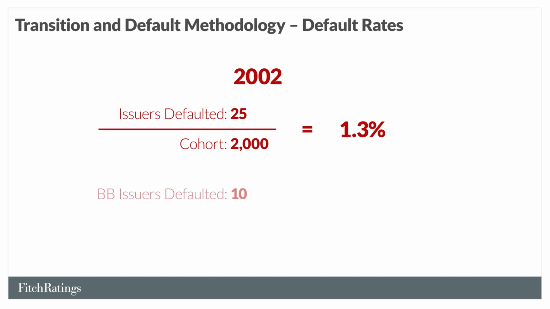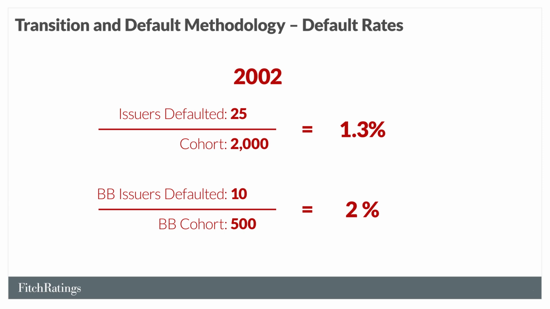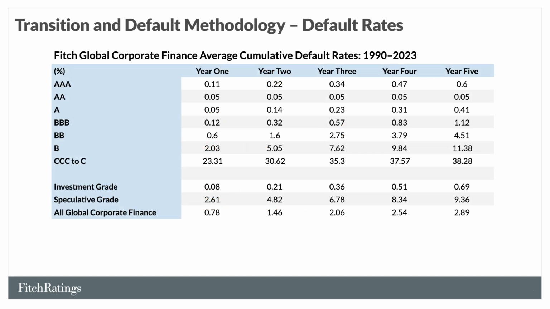If 10 of these defaults consisted of defaults among issuers rated BB at the beginning of the year, and the BB cohort at the beginning of the year totaled 500, the BB 2002 default rate would be 2%. From these annual default rates, Fitch derives average annual default rates by weighting each cohort's default rates by the number of ratings outstanding in the given cohort relative to the number of total ratings outstanding for all cohorts.